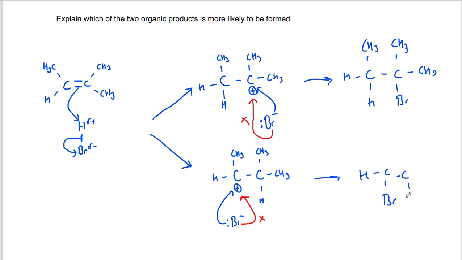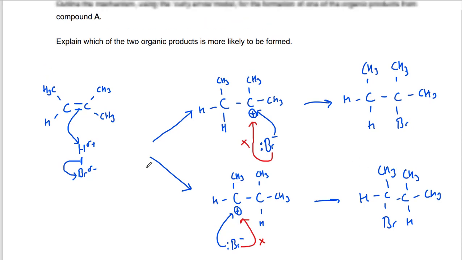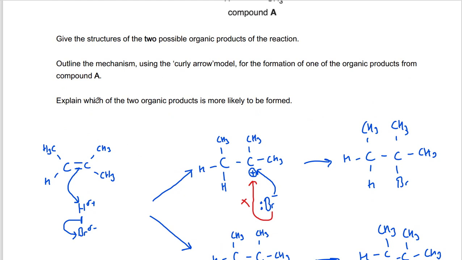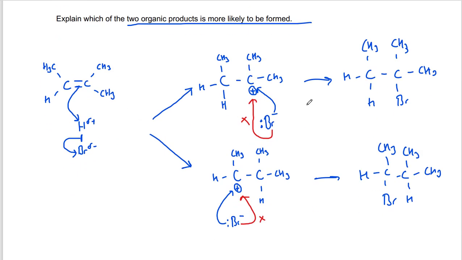And I've drawn both mechanisms here just for fun. It's very easy to draw both actually. I'd rather do both than just one because it easily shows you what's going on. So there you go. That's a very badly drawn finished product. And that's it. That's most of the marks. The only thing we've missed is explaining which of the two products is likely to be formed. And we can do this very, very quickly.